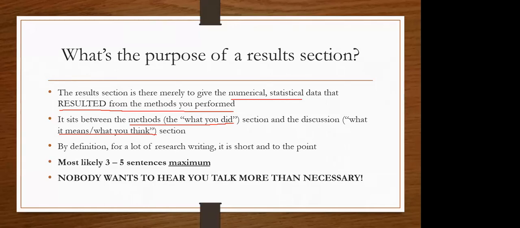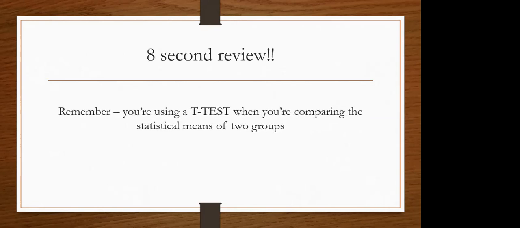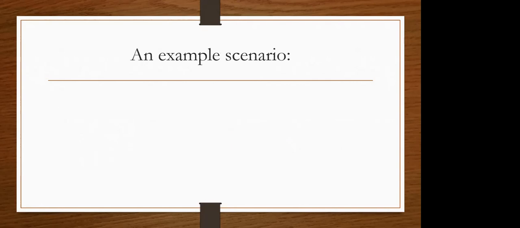Okay, all right, so a quick little 8-second review here. Again, we're talking about t-tests, so remember, you're going to be using a t-test when you're comparing the statistical means of 2 groups. Remember, that's what we're talking about here: when we've got 2 groups of people and we're comparing them, we're using a t-test. That's a quick little review for exam 2, just to jog your memory. We're talking about comparing 2 group means.